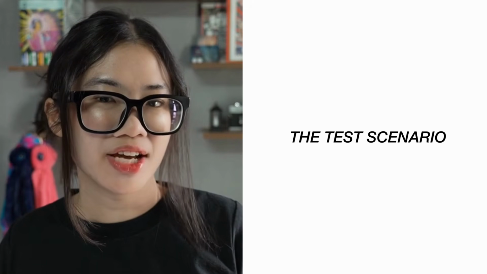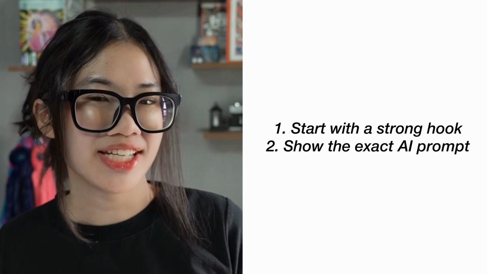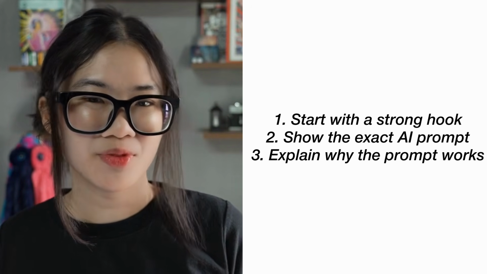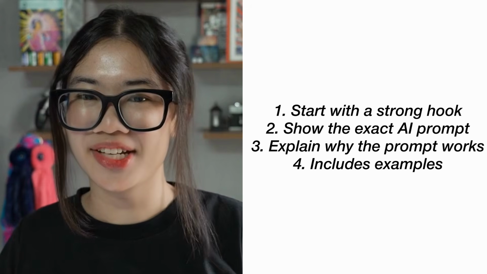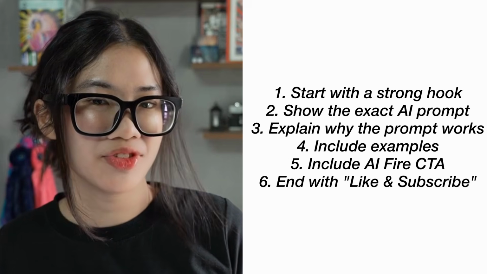Here is the test scenario. We want Claude to create a YouTube short script about this topic: how to use AI to create 30 content ideas in 5 minutes. The target audience is beginner creators, YouTubers, and TikTok creators. The final script should start with a strong hook, show the exact AI prompt, explain why the prompt works, include 3 example ideas, include the AI Fire CTA, and end with a required like and subscribe line.